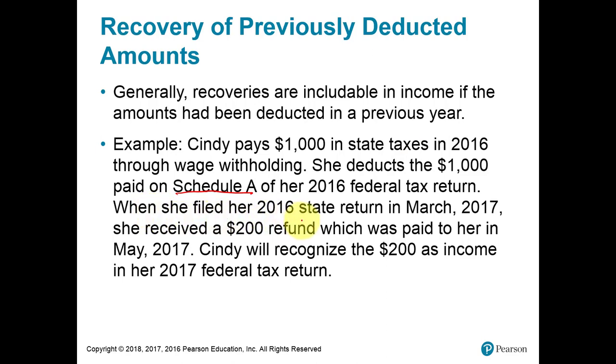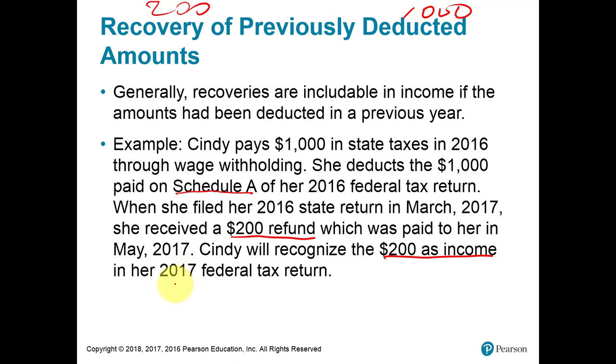When she filed her 2016 state tax return, this is going to be in the following year, she is going to get back now $200 of that $1,000 she had paid. She paid extra state taxes, so the state is going to pay her a refund of $200. So the rule here of recovering a previously deducted amount, she's recovering $200 of a previously deducted $1,000, is that $200 is going to be reported income when she receives it in the following year.